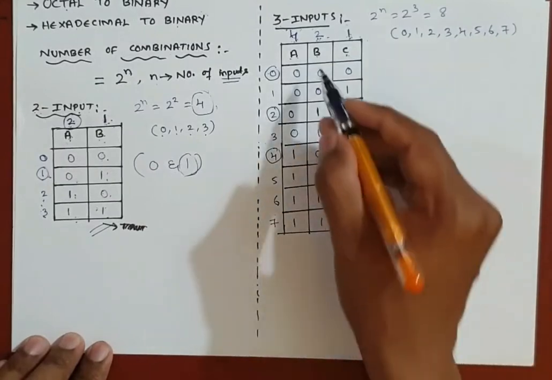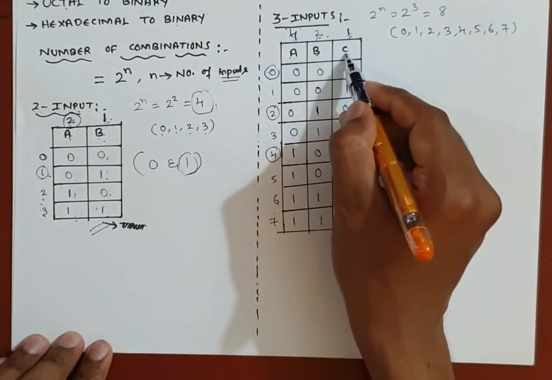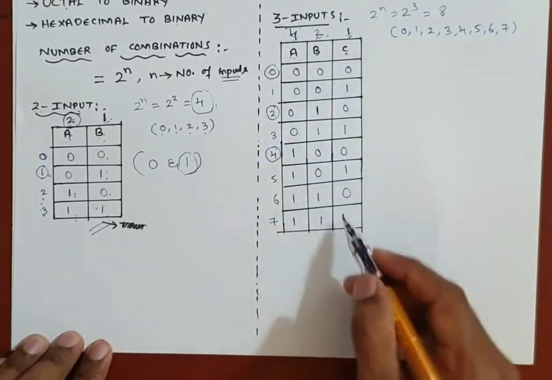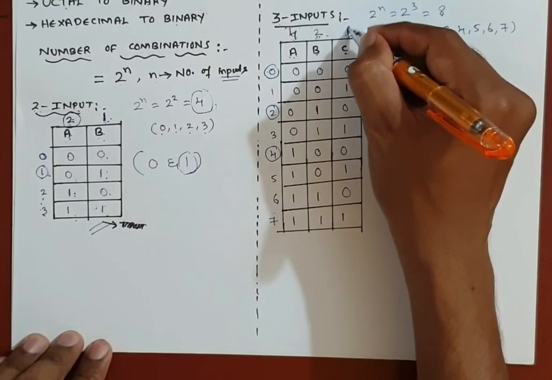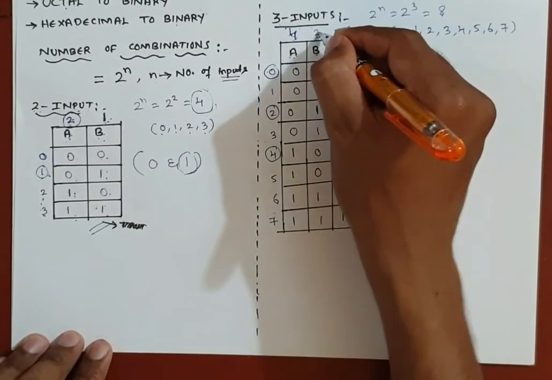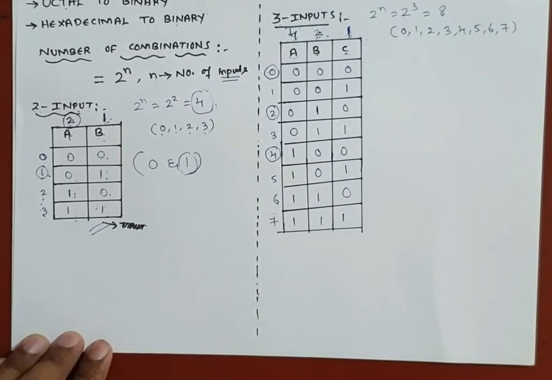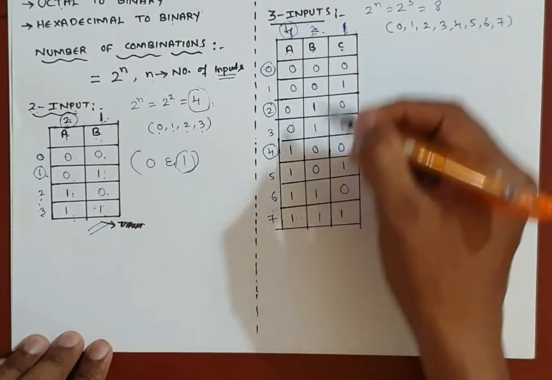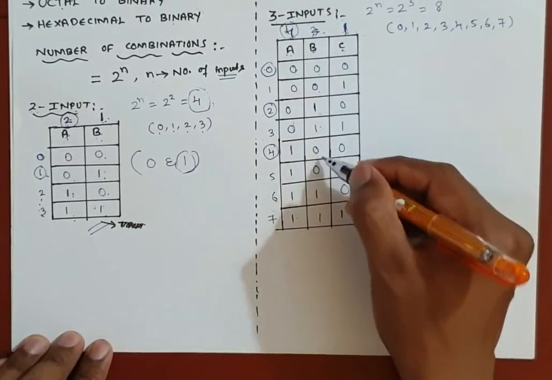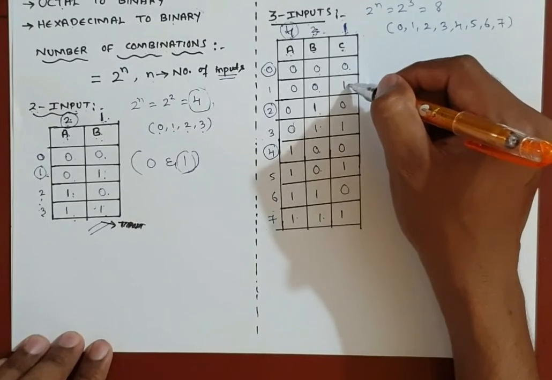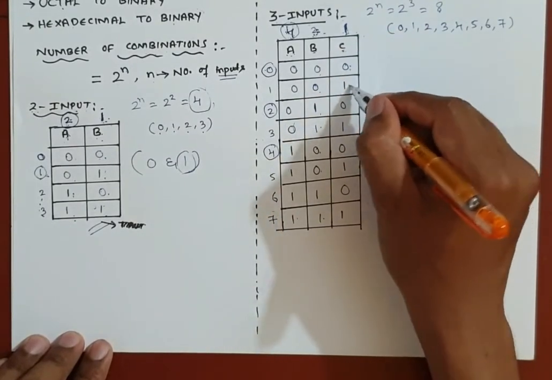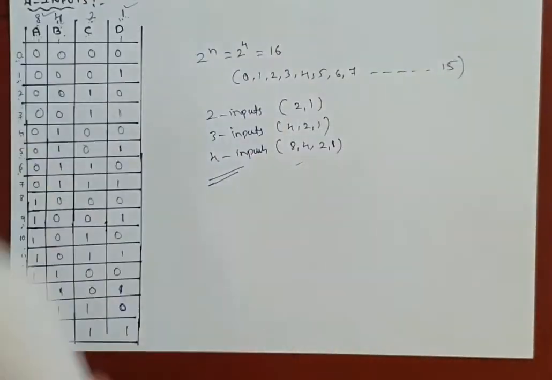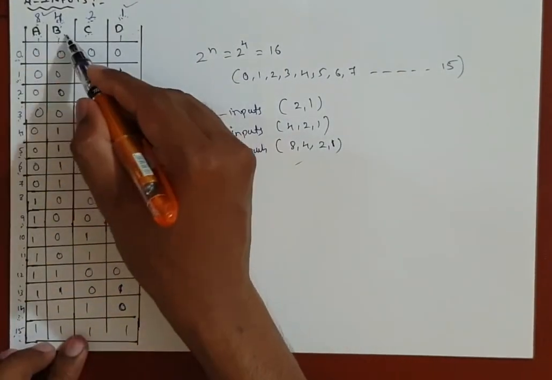Similarly for 3 inputs, we are having A, B, C as 3 inputs. We are having totally 8 combinations, so make 8 rows. First place 1 over here, next double it, 1 plus 1 is 2, again double it, 2 plus 2 is 4. Now if we are having 4 here, it means 4 zeros, 4 ones. If we are having 2, 2 zeros, 2 ones, 2 zeros, 2 ones. Similarly, if you are having 1, 0 1, 0 1, 0 1, 0 1.